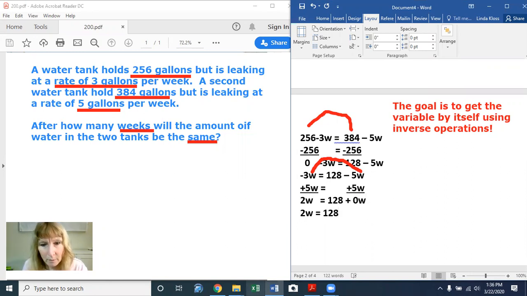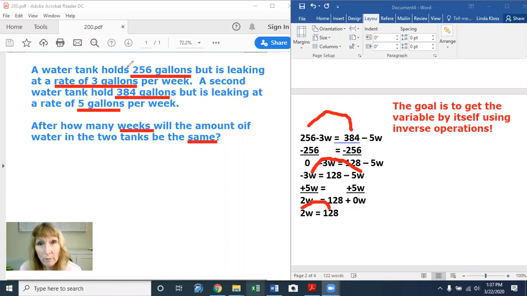I'm still not done because I still have to get w by itself. The goal is to get the variable by itself. It's not by itself. It still has a coefficient in front of it. It has a 2. I somehow have to get this 2 over to that side. I have a different situation now. I have a multiplication problem. 2 and w means multiply 2 times w. So I'm multiplying instead of adding or subtracting as I was above this.